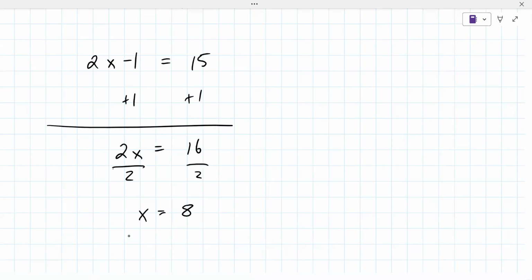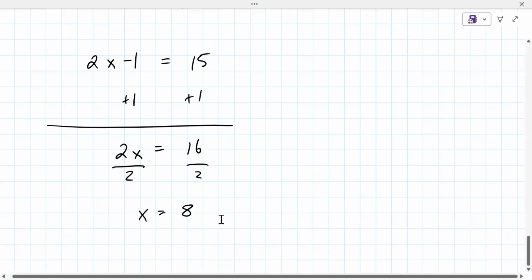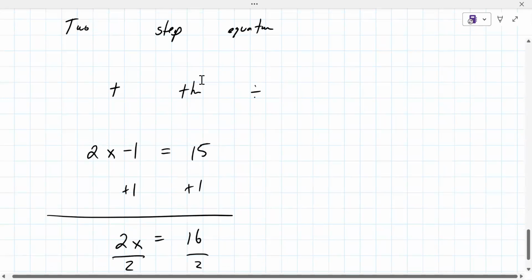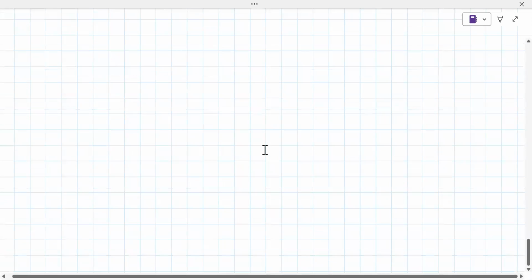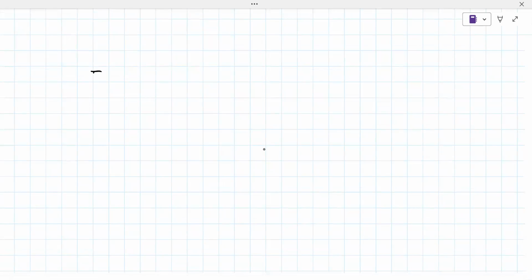Okay, there we go. So we're always going to add and then divide, okay? But the variable could be on the other side here. It could be like minus 13 equals 4.